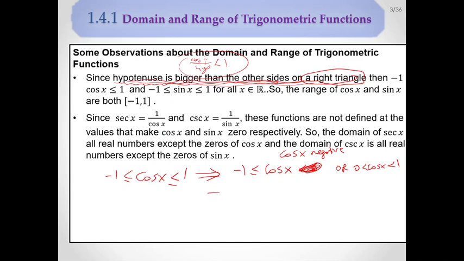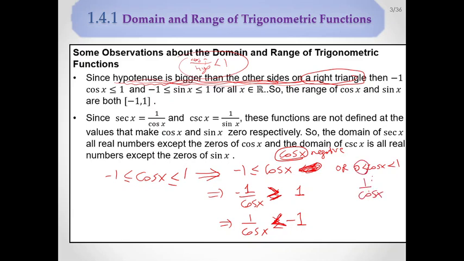So when you divide both sides by cosine x, you will get 1, but cosine x is negative. So when you divide by the negative, the sign changes. Then multiply by minus, you will get 1 over cosine x is bigger than, no, it will change the sign again, so it will be less than -1. And you can do the same thing here, 1 over cosine x.